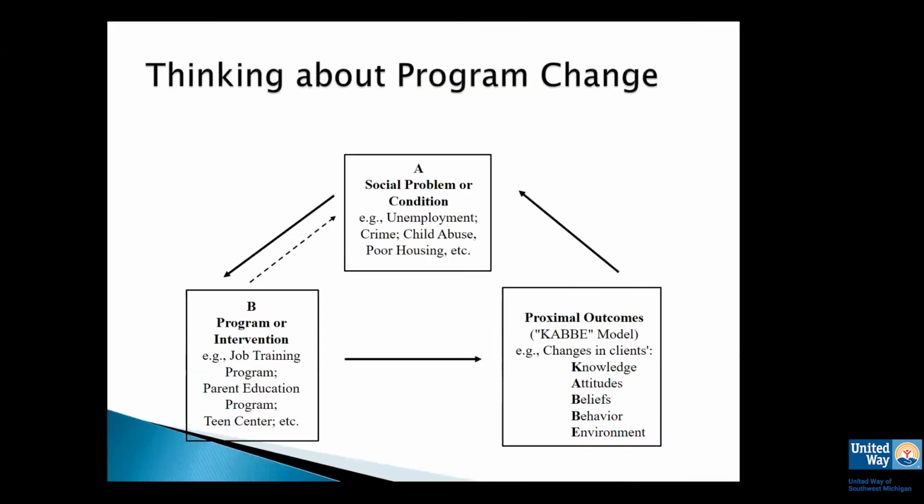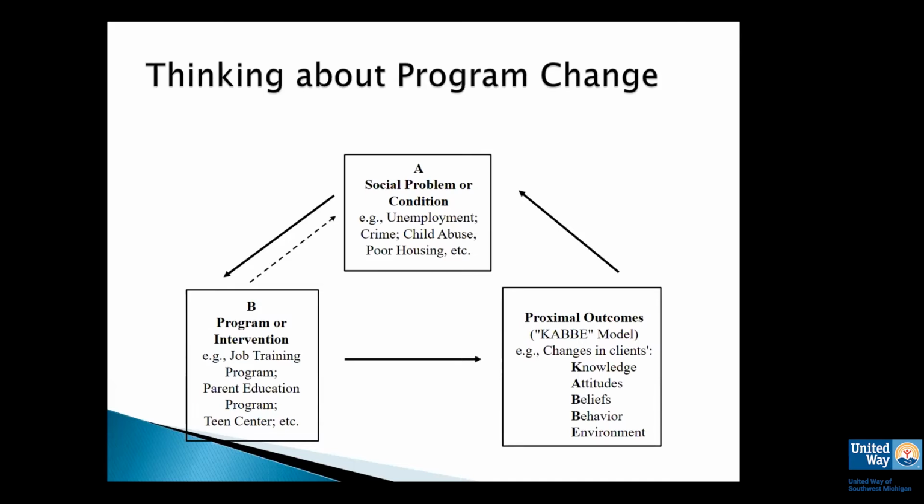So the first thing to think about is, how do programs create change? This is a really simple model that sets up three boxes. You can see in the top middle, all of us are trying to address some sort of social problem or issue or condition. We want to improve reading, or increase test scores, or decrease the number of people who are unvaccinated. No matter what the issue is, we as human service and social service agencies are creating programs to address problems. So this problem exists, your program has been created, and you want to get money for it.